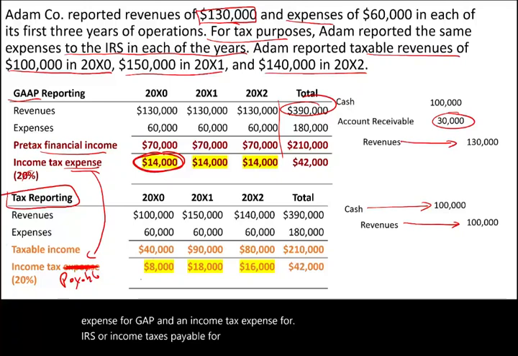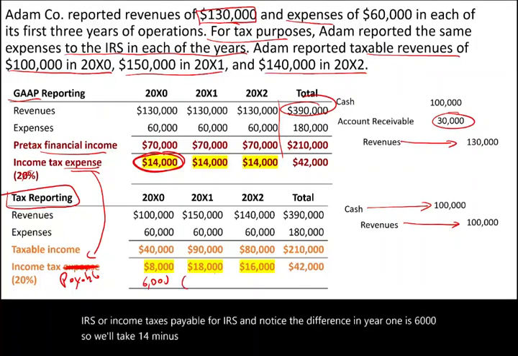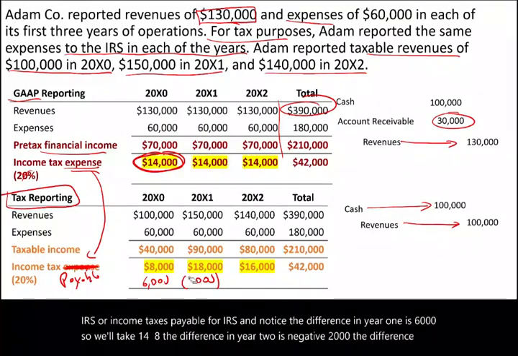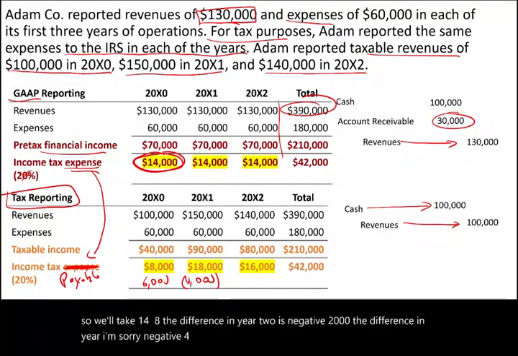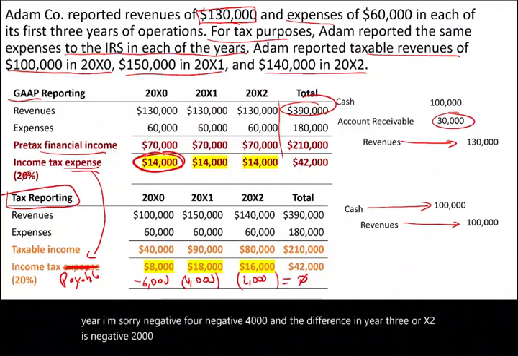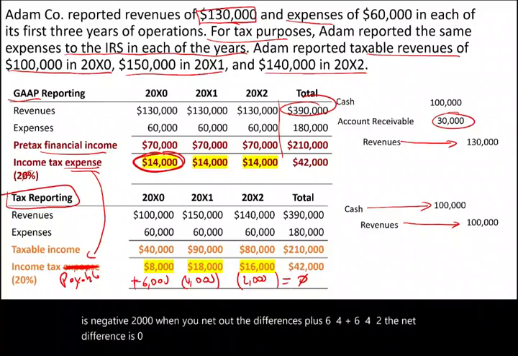And notice the difference in year one is 6,000. So we'll take 14 minus 8. The difference in year two is negative 2,000. The difference in year, negative 4,000. And the difference in year three, or X2, is negative 2,000. When you net out the differences, plus six minus four minus two, the net difference is zero. So just make sure you make a note of this, because we're going to be looking at the differences and account for them on the next slide.